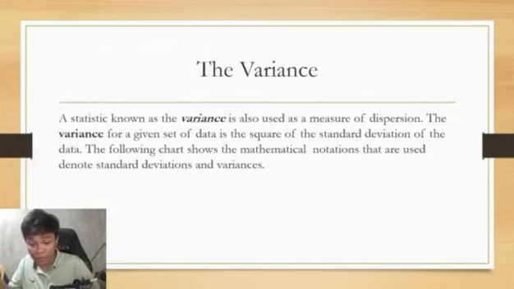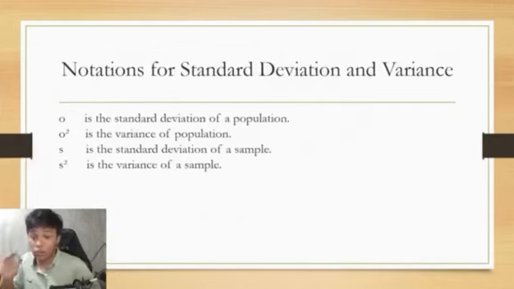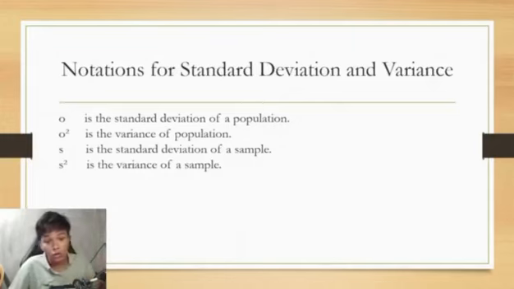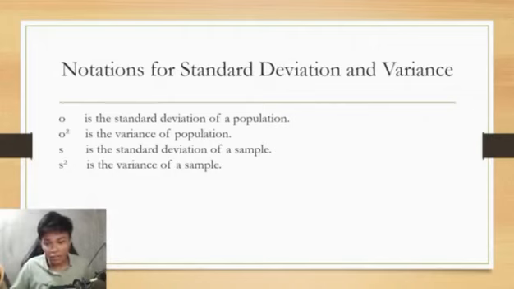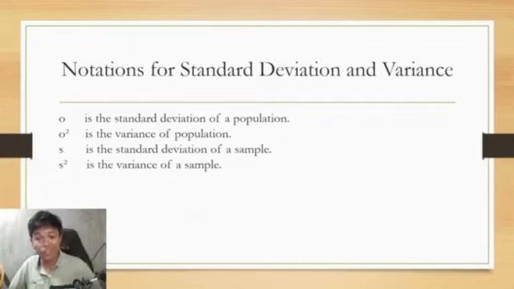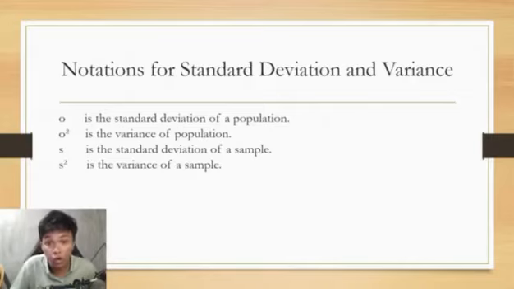The following chart shows the mathematical notation that denote standard deviation and variance. Yung ibig sabihin naman nila na chart dyan ay ito. So ito yung notations for standard deviation and variance. So yung kanina yung pinakita kong solution kanina, ito yung mga meaning nun. So we have σ, meaning niyan is standard deviation of a population, which ginamit yan natin kanina sa table na pinakita ko. σ squared is the variance of population. s is the standard deviation of sample, and s squared is the variance of sample.